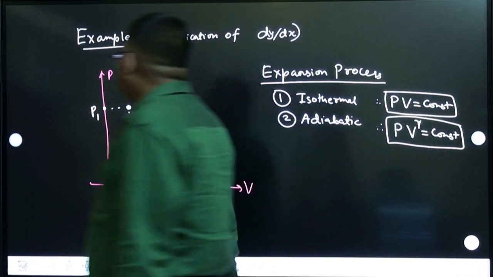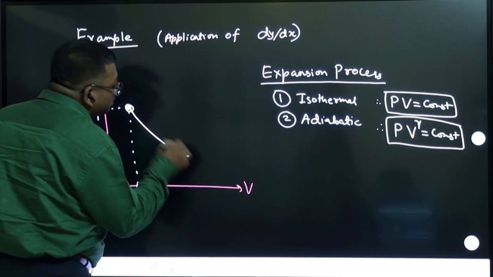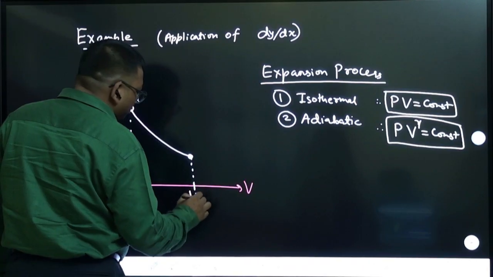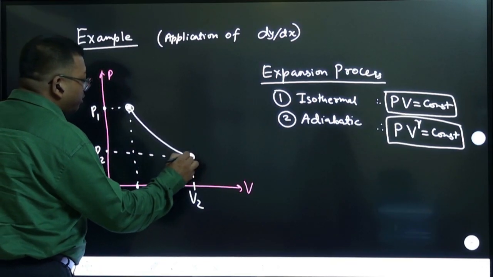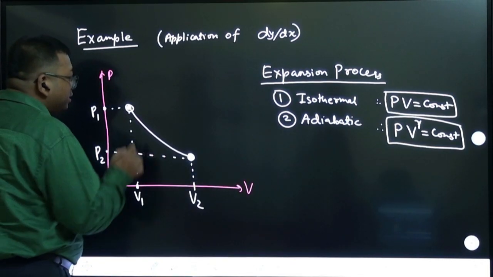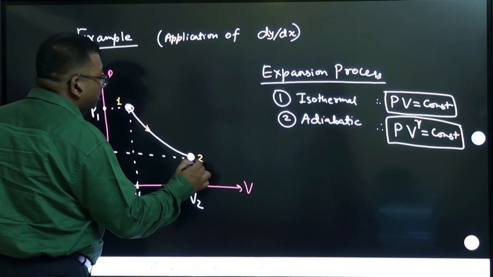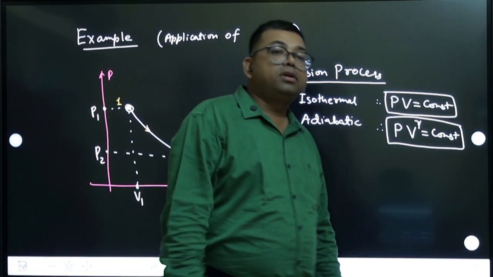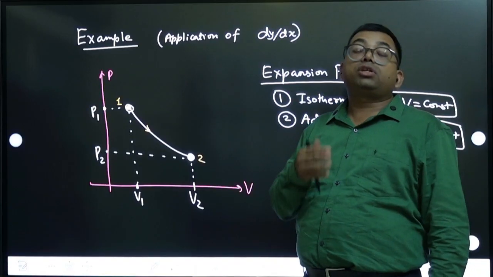Now let us say that you are considering expansion. So expansion will happen in this way, and let us say it has now come here to a volume of V2, and this pressure is P2. So this is another point on the graph, representing another state. The arrow here, going from state 1 to state 2, indicates the direction of the process. There is a change in the state of the gas.